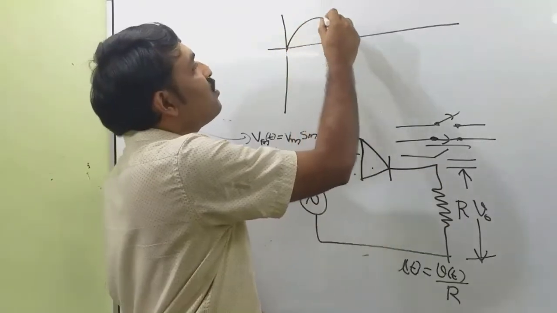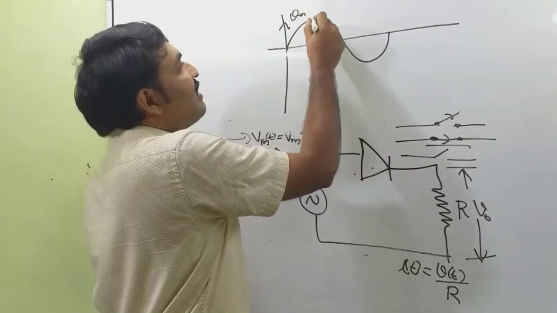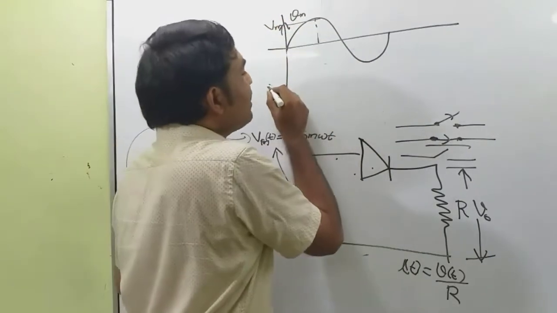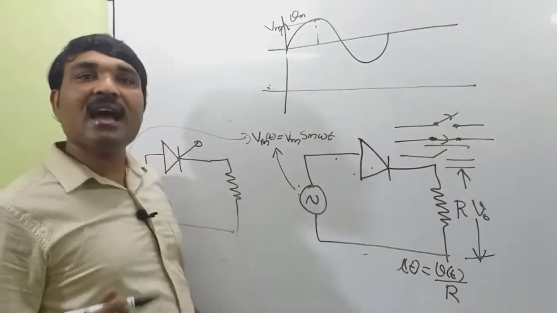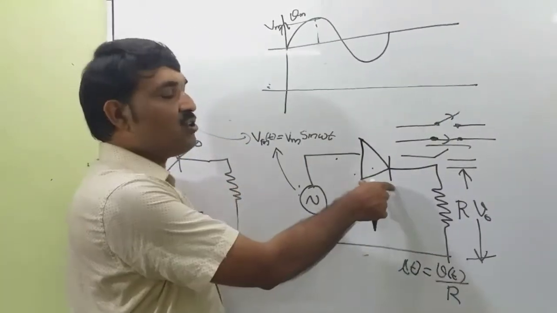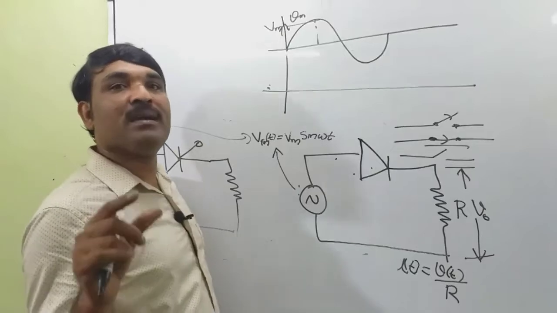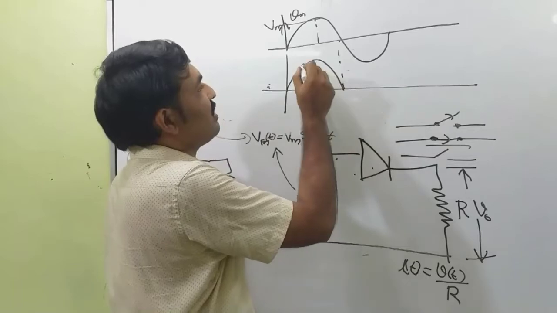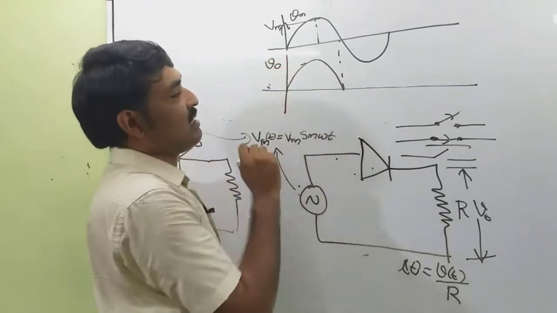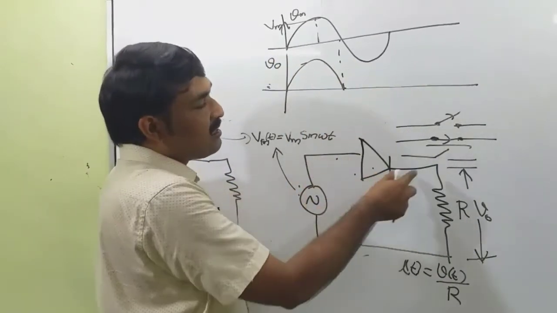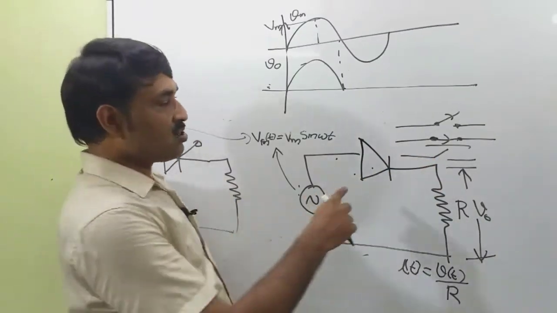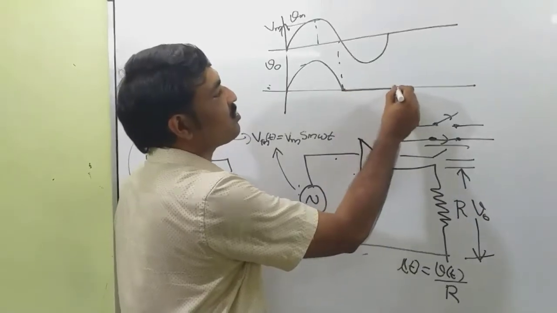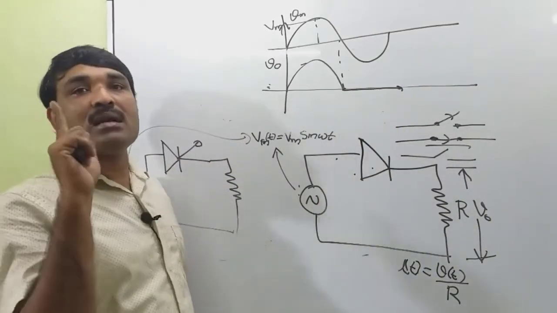Suppose this is our input for a cycle. Let the maximum value of the input be Vm. During the positive half cycle, the diode will conduct. Voltage drop across the diode is 0. We are assuming the diode is ideal. So the output voltage is the same as the input voltage. So this will represent the output voltage. And during the negative half cycle, this becomes an open switch, so no current will flow. So the voltage across the resistance becomes 0. So this is the nature of the output during one cycle.